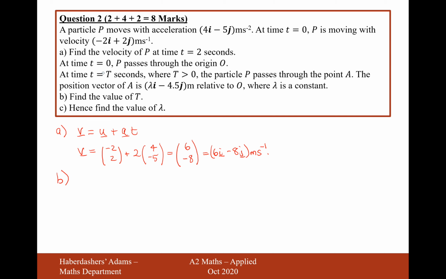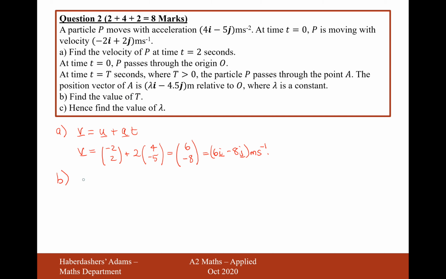At time t equals t, where t is greater than 0, the particle P passes through a point A. The position vector of A is lambda i minus 4.5j relative to O, where lambda is a constant. Find the value of t.